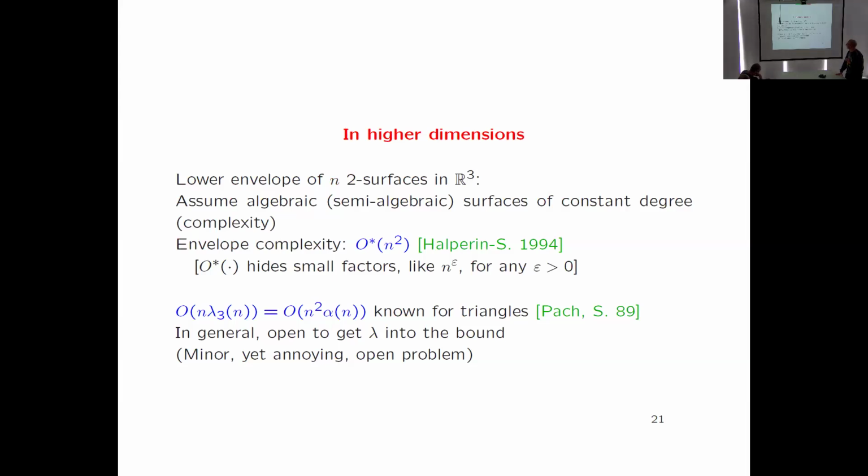Let me just say quickly what happens in higher dimensions. So for example, I have the lower envelope of surfaces or surface patches in 3 dimensions. Then we can show that the envelope complexity is roughly quadratic. The star simply means that I don't write small factors like n to the epsilon or polylog or something like this, so to keep the notation a bit cleaner.